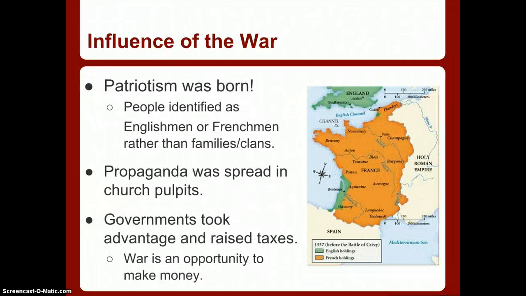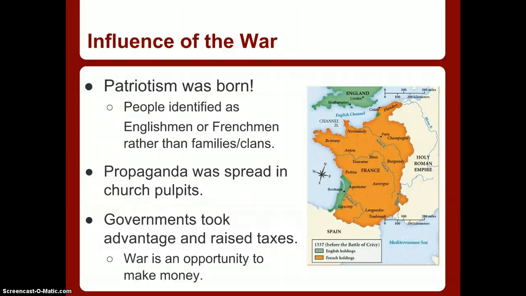So what is the influence or the impact of the war? You have patriotism that was born. During this war, people are identifying themselves as Englishmen or Frenchmen rather than families or clans. And this is something that's going to really move throughout the rest of the European subcontinent as states and countries become a little more centralized and organized. Eventually this will be one of those things that leads to World War I, with this notion of nationalism.